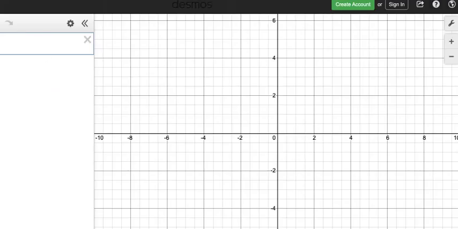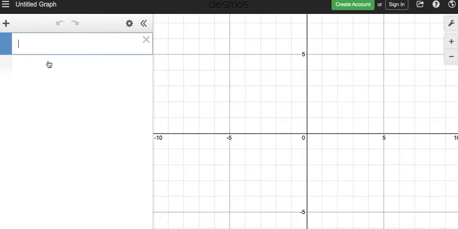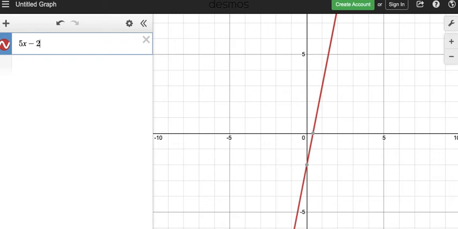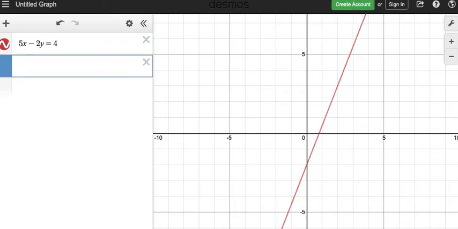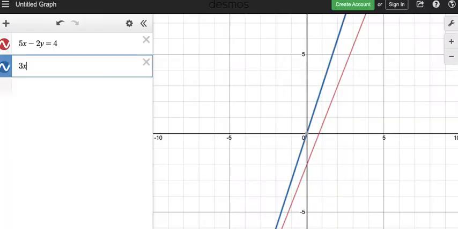So I'm going to write my equation right over here. Let's find my equation. 5x minus 2y equals 4. And my second equation is 3x minus y equals 9.